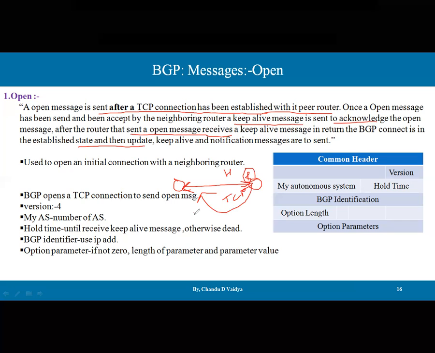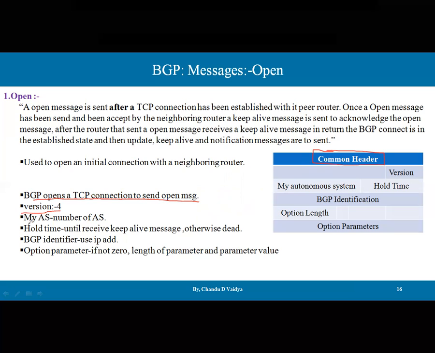So when this acknowledgement is received by the first sender, it reaches the established state, and then it is ready for the update, keep alive and notification messages also. Moreover, the connection is established through handshaking, and both are live and can communicate with each other. There is a simple format, guys. This common header is compulsory for all the messages. We have discussed the three fields: the marker, the length, and the type of message. So here the version: BGP opens a TCP connection to send the open messages.